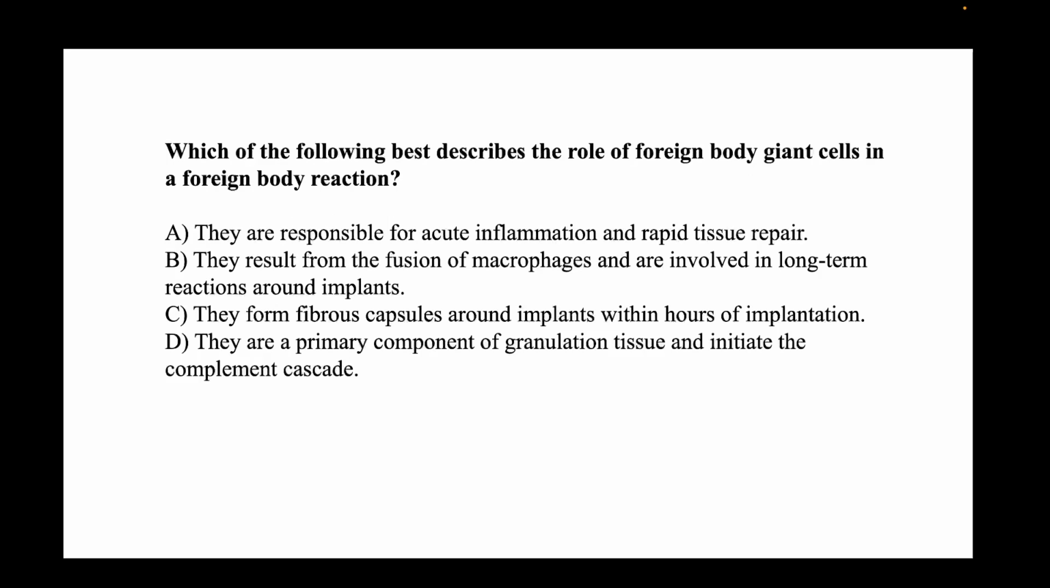Moving on to the next question, which of the following best describes the role of foreign body giant cells in a foreign body reaction? Options are: Option 1, they are responsible for acute inflammation and rapid tissue repair. Option 2, they result from fusion of macrophages and are involved in long-term reactions around implants. Option 3, they form fibrous capsules around implants within hours of implantation. Option 4, they are the primary component of granulation tissue and initiate the complement cascade.